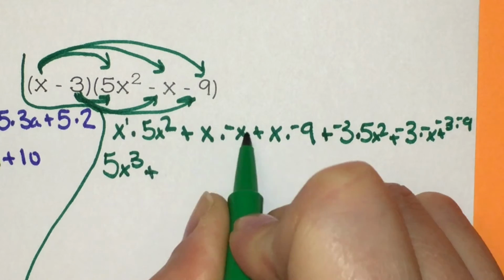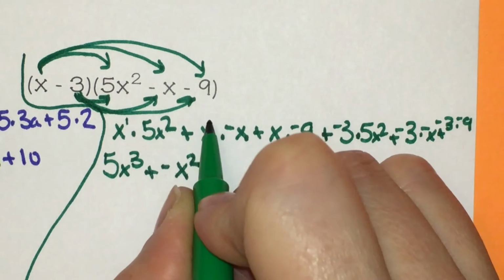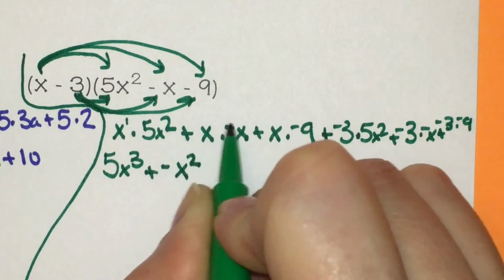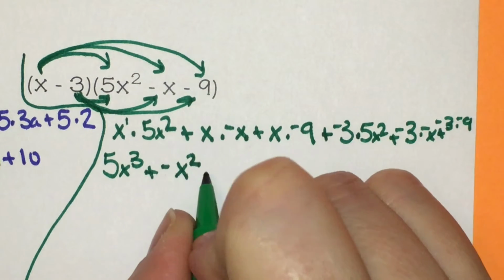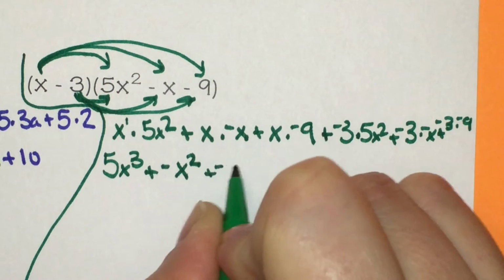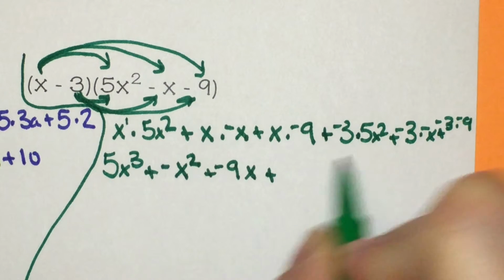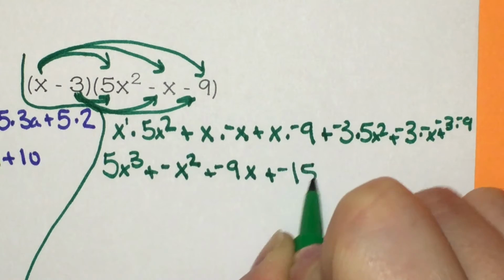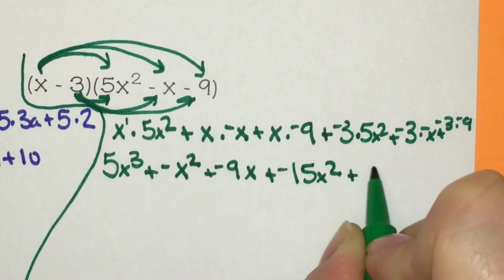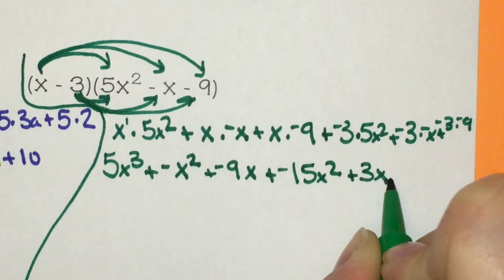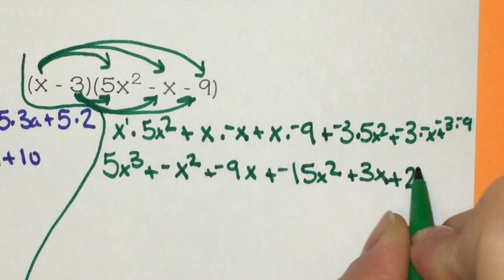Plus x times negative x leaves me with negative x squared. Again, positive times a negative is a negative, and then x times x is x squared. Plus x times negative 9, negative 9x, plus negative 3 times 5x squared is negative 15x squared, plus negative 3 times negative x is positive 3x, plus negative 3 times negative 9 leaves me with positive 27.